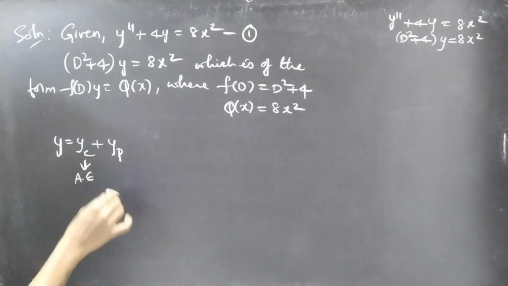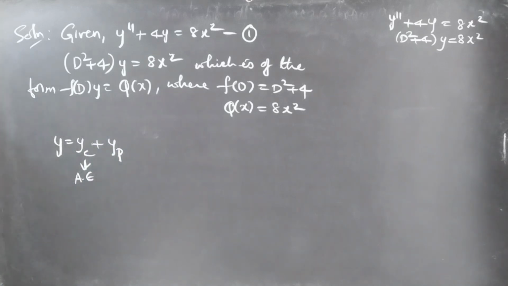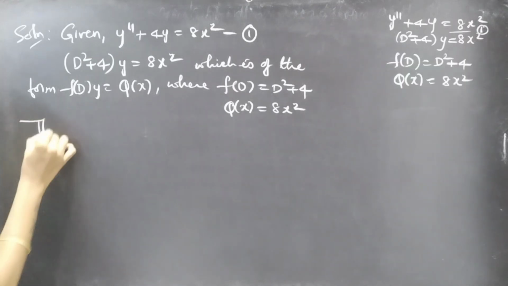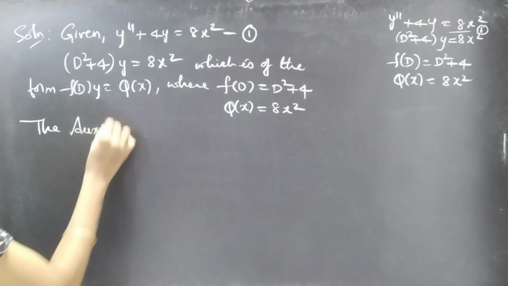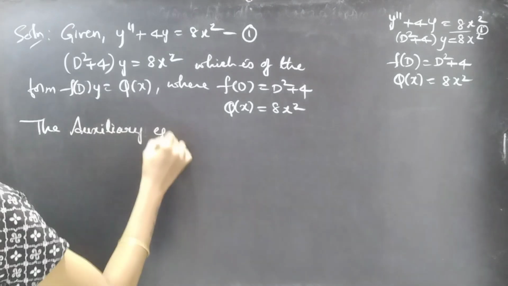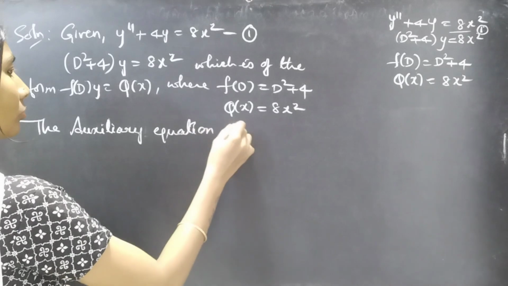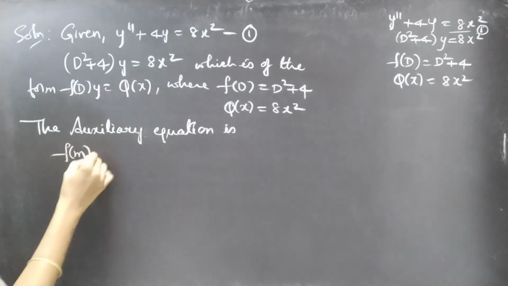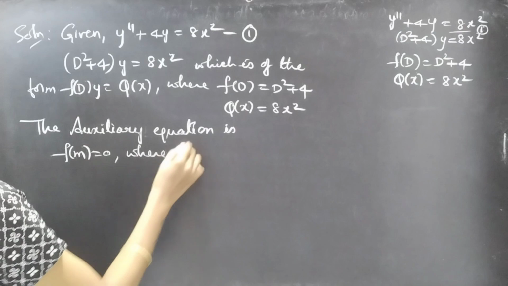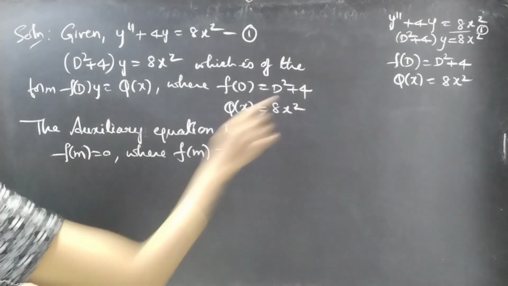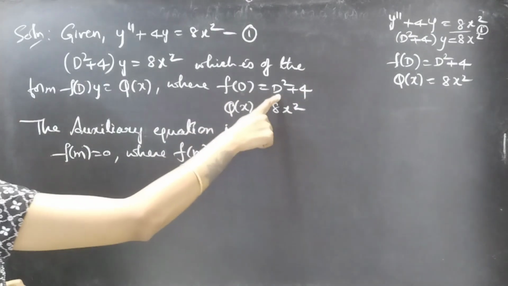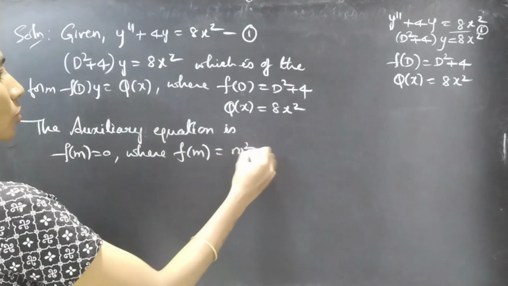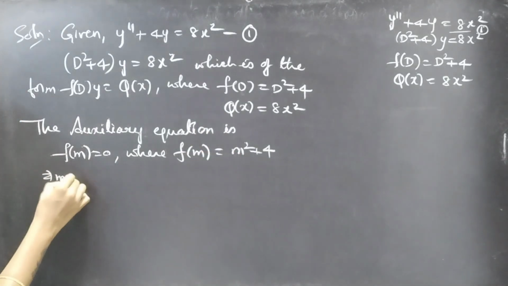We'll find this using the auxiliary equation. Yp is a particular integral. We'll see that later. Now let's find yc using the auxiliary equation. The auxiliary equation is f of m equal to 0, where f of m equal to, we have f of d equal to d square plus 4, right? Let's replace the differential operator d by m, so that we'll get f of m equal to m square plus 4, and the auxiliary equation becomes m square plus 4 equal to 0.